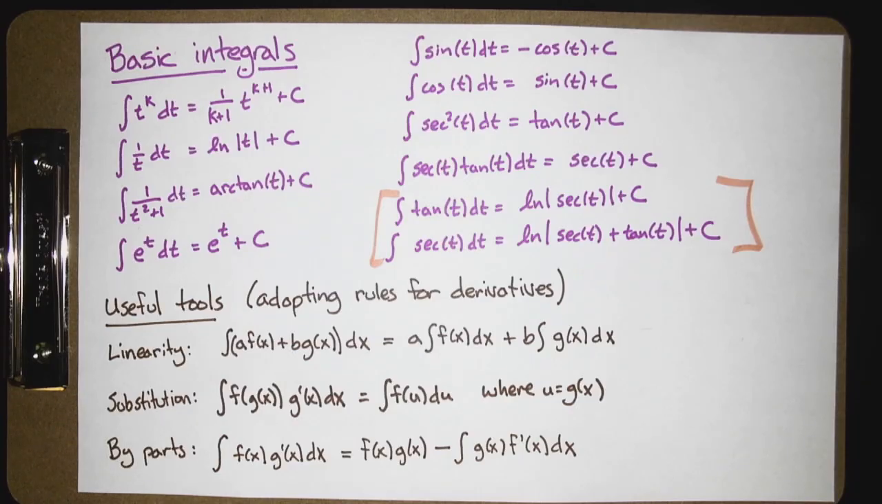Now, I tend to avoid cosecant and cotangent, but basically the moral of the story is if you see a co in front of something, it just means you add a minus sign. You say, okay, so those are our basic functions we can integrate. What are some useful tools? And all our useful tools that we have so far come from rules for derivatives.